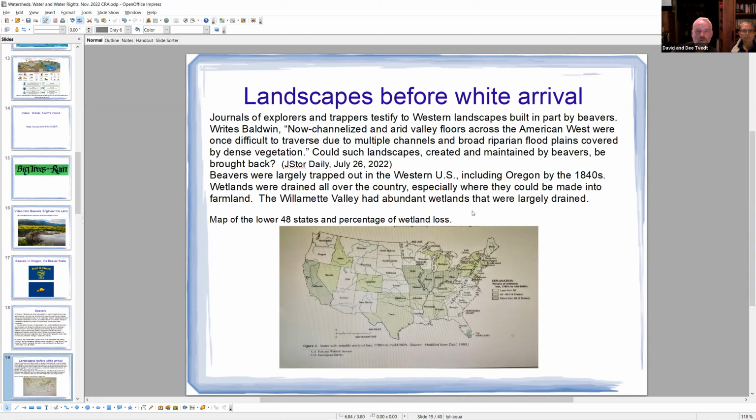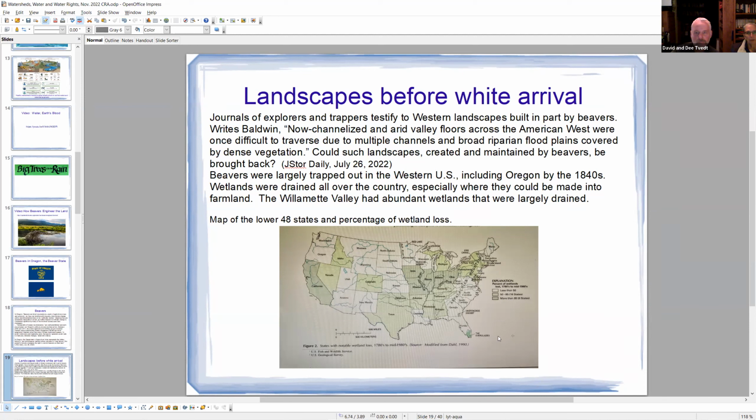Wetlands were drained all over the country, especially where they could be made into farmland. The Willamette Valley had abundant wetlands that were largely drained. And for those of you who saw our last presentation on the Long Tom River, the valley in Eugene around Amazon Creek had multiple braided streams that changed course, and Amazon Creek was a human creation forcing all that water into one channel. So it never existed before that.